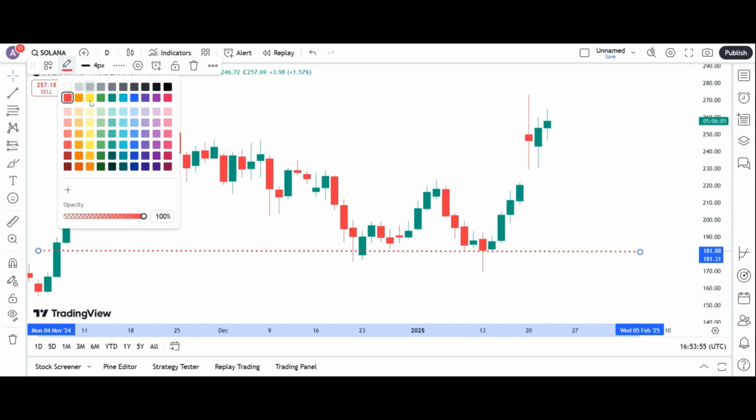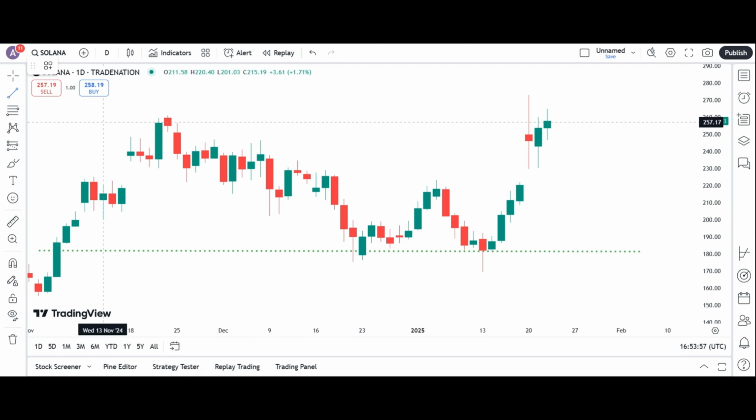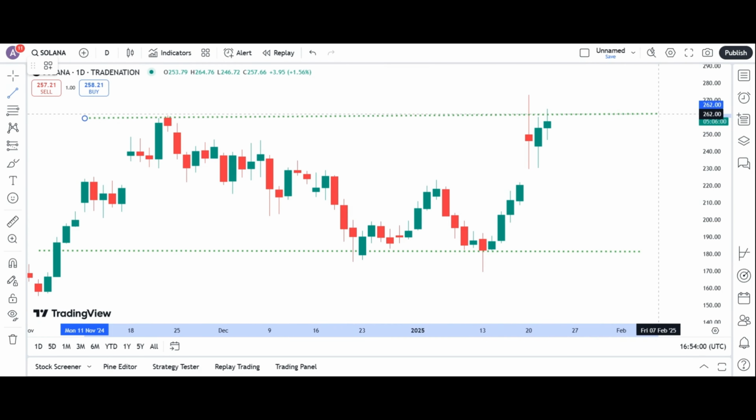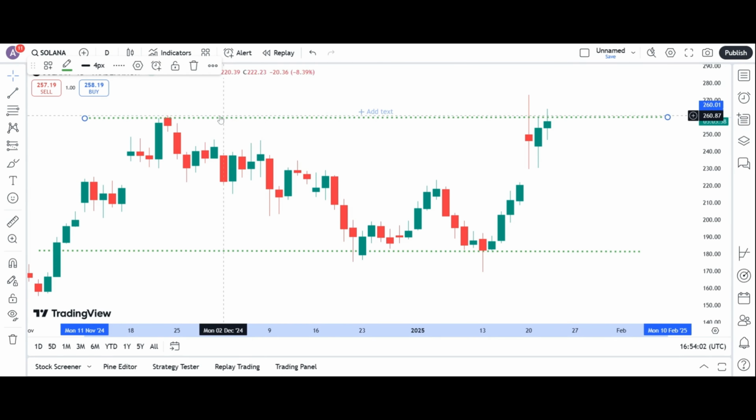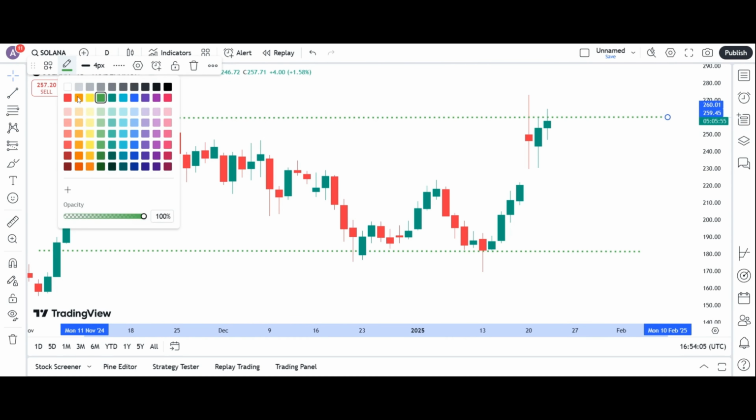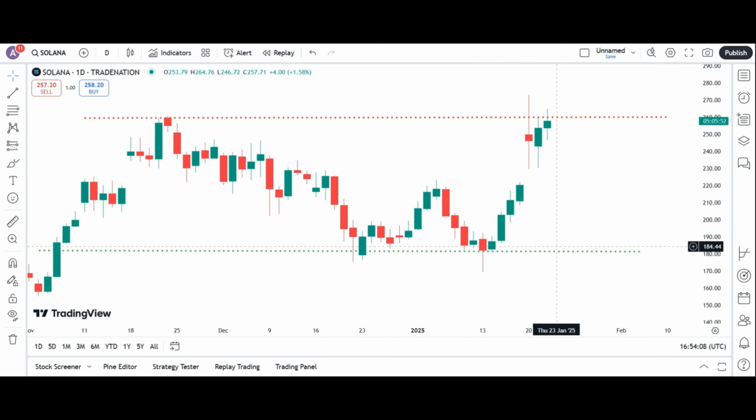Let me change the color to green, and this is our approximate resistance zone, and change it to red. So this is our support zone and this is our resistance zone, and we can see that candles are consolidating between these two zones, which means that there is no specific sharp trend, and this area is comprised of several, for example, uptrend, downtrend, a little uptrend, a little downtrend, and the last one is uptrend.